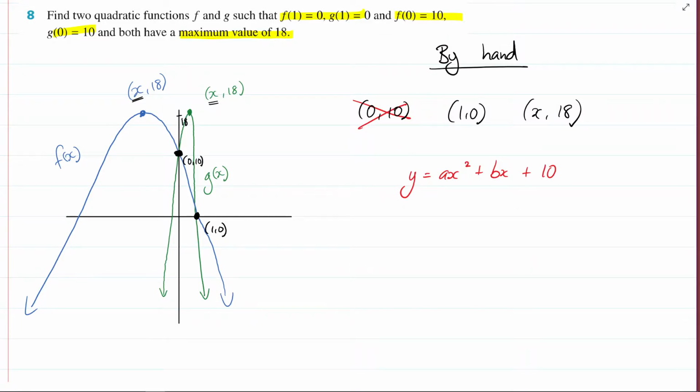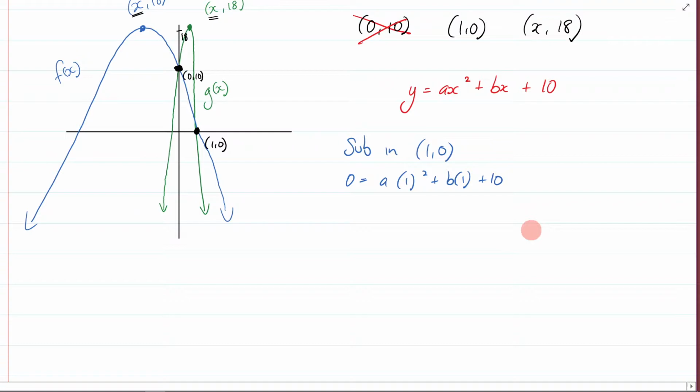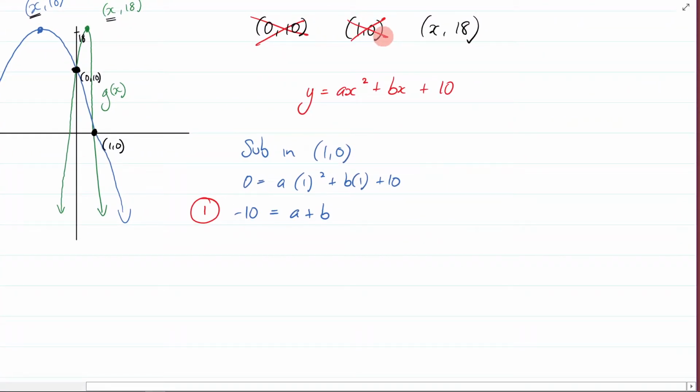Then we move on to the next piece of information, (1, 0). So that is using the fact that I know that both of them go through the same x-intercept. So what I'm going to do is sub in (1, 0) here. So that means I put a 0 here, a(1)² + b(1) + 10. That means I'm going to be left with negative 10 is equal to a + b. That is one equation that we have. We're going to create simultaneous equations here. So we've just first created our first one. So let's label that 1. And I've used that piece of information now.